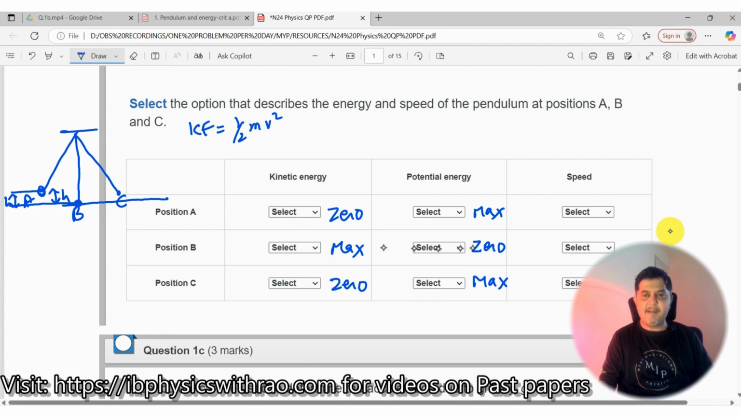Okay, and then the next one, speed. Now what do we do for speed? We'll write down the same thing that's over here. Because we inferred kinetic energy only based on speed, I can just say this is 0, this is max, and this is 0.